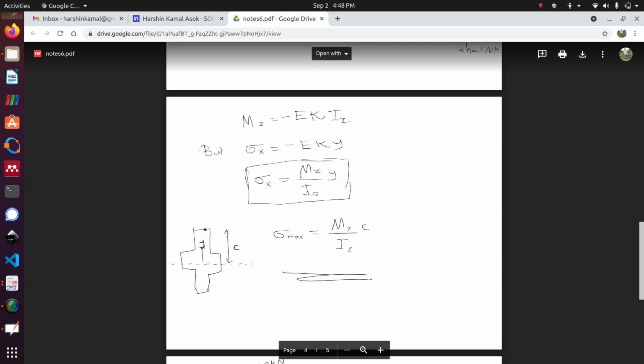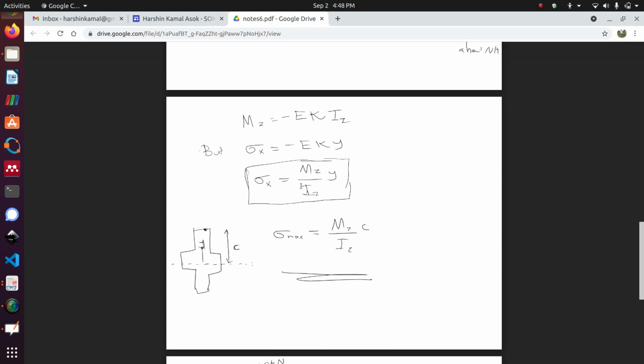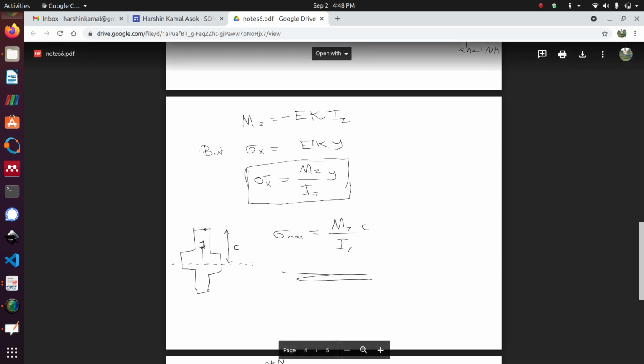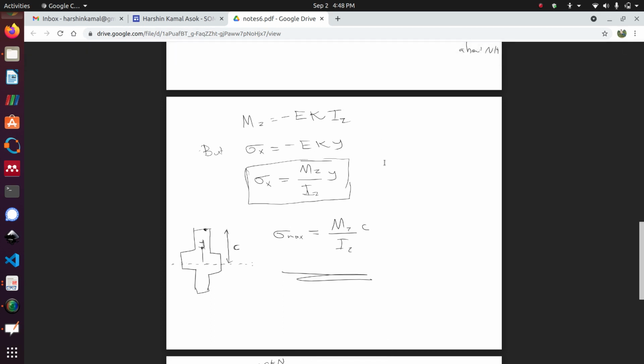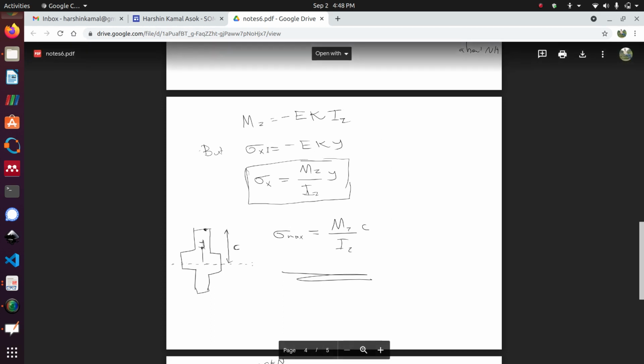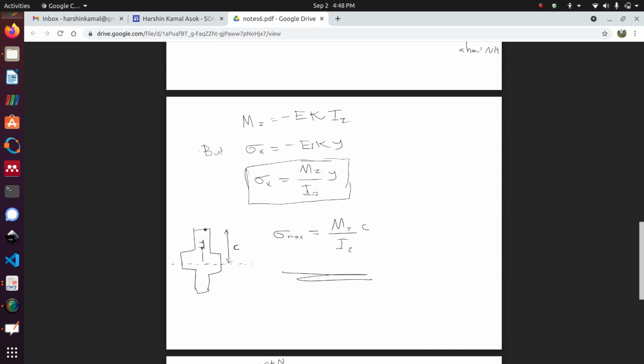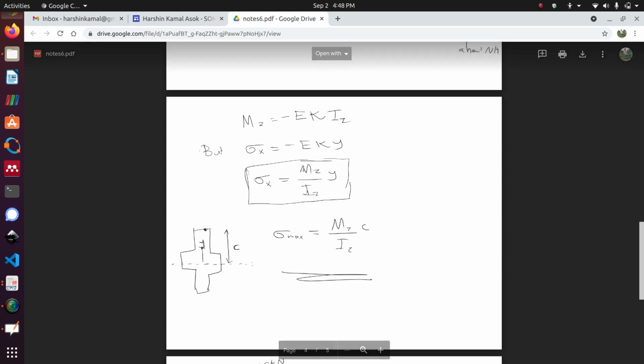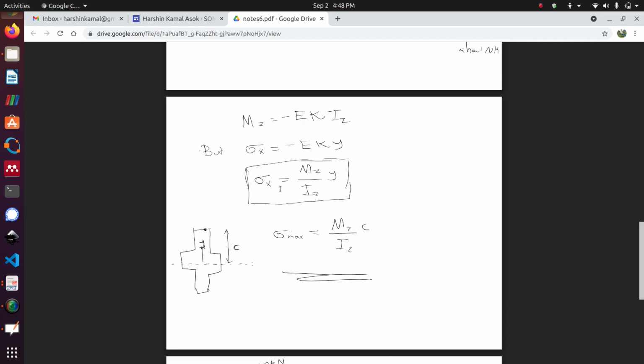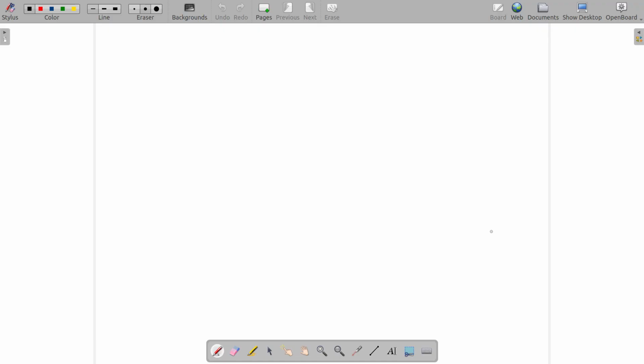that sigma by y is also equal to E by R, or E multiplied by K. K is nothing but the curvature. So curvature is equal to 1 by radius of curvature. So K can be written as 1 by R. So sigma by y is equal to E by R, and that is also equal to M by I. So this is an equation that you are going to see quite often.